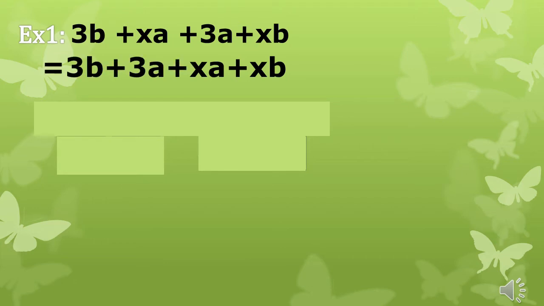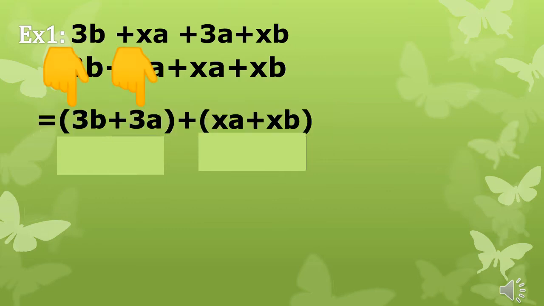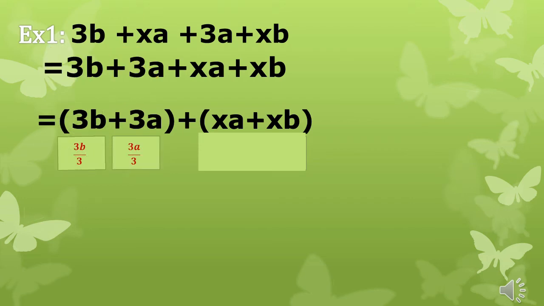By taking the first two to make the first binomial and the last two to make the second binomial, we can see that 3b plus 3a has a common factor which is 3. So we can divide each term by 3. You will have b plus a. So we can rewrite it as 3 multiplied by b plus a.